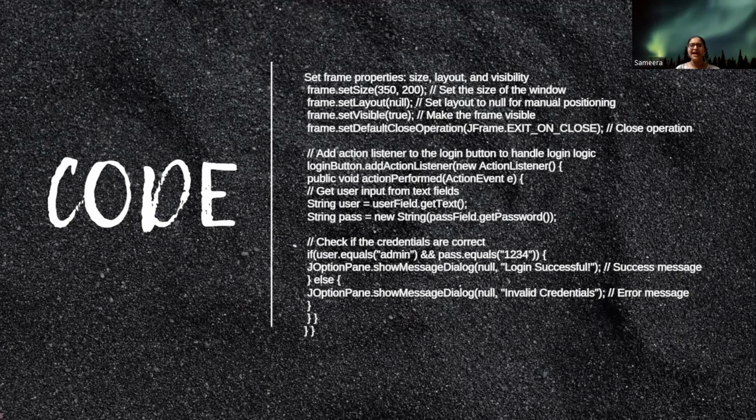loginButton.addActionListener(new ActionListener(), open brackets, public void actionPerformed(ActionEvent e). Then we get the input from the user from the text fields. So String user = userField.getText(). String pass = new String(passField.getPassword()). Then we check if the credentials are correct. If user.equals("admin") and pass equals "1234", JOptionPane.showMessageDialog(null, "Login successful").